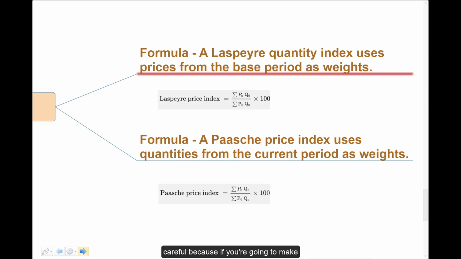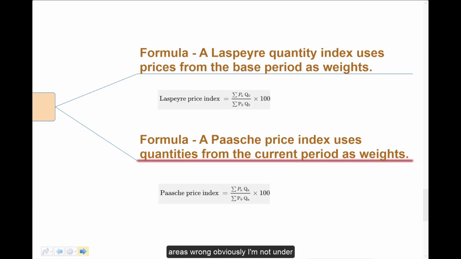Be careful, because if you're going to make a mistake in questions like this, and I've seen it many, many times, I don't think there's too much of a need to. What you're going to do is confuse this area of prices versus weights versus quantity. Note that the Paasche price index uses quantities from the current period as weights. So just be careful. Look at the formulas, look at the difference in the formulas, and indeed work the questions. I don't think that we should be getting questions in these areas wrong.